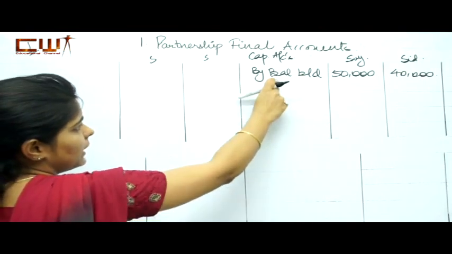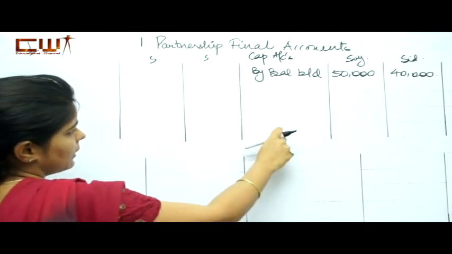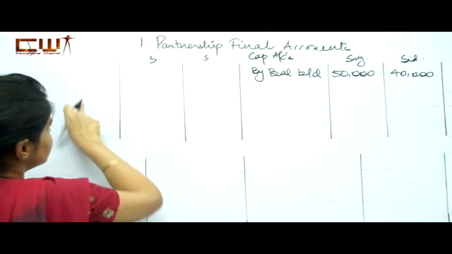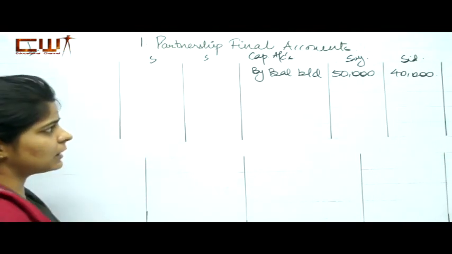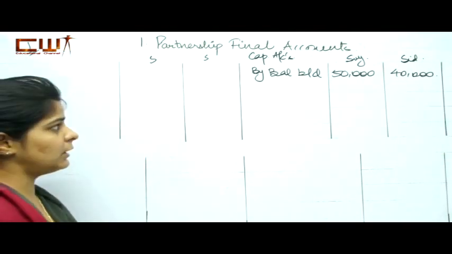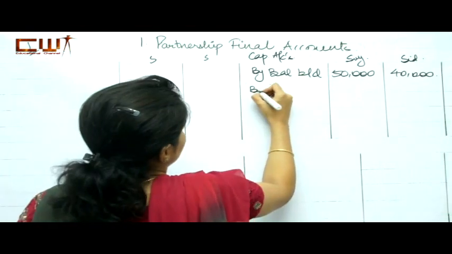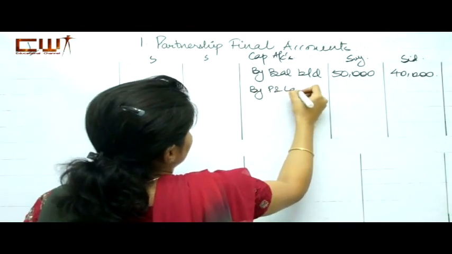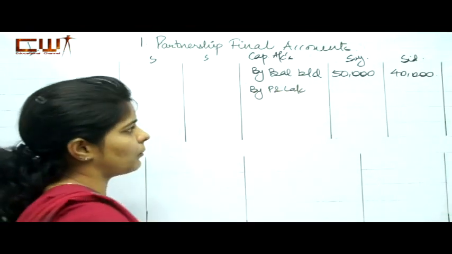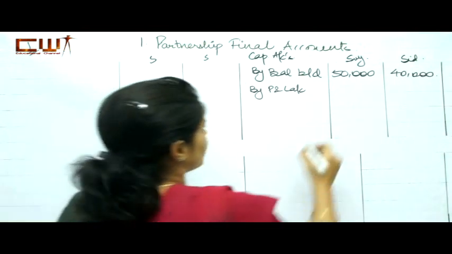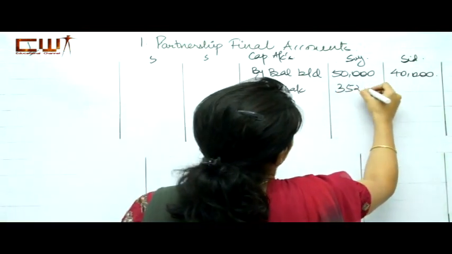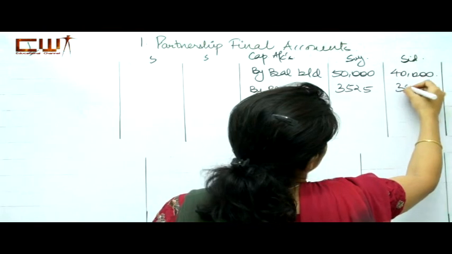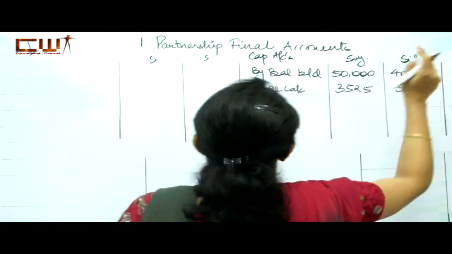Now whatever will increase this 50,000, you write right here, and whatever will decrease their capital, you write on the debit side. So they have earned profit. So we will write here by P&L account. How much profit did they earn from the profit and loss account? 3525 each. 3525 for Suyash and 3525 for Siddesh.